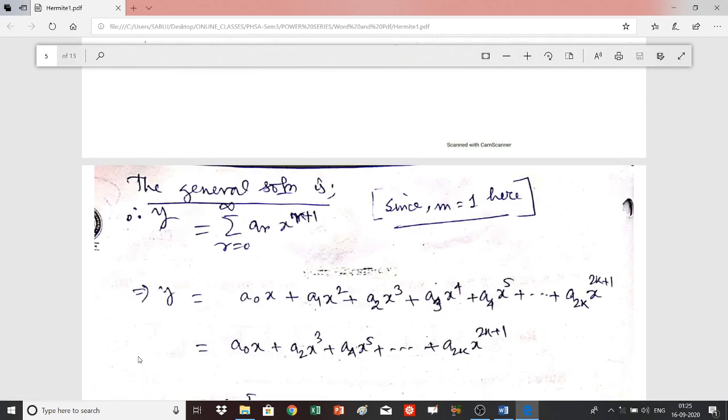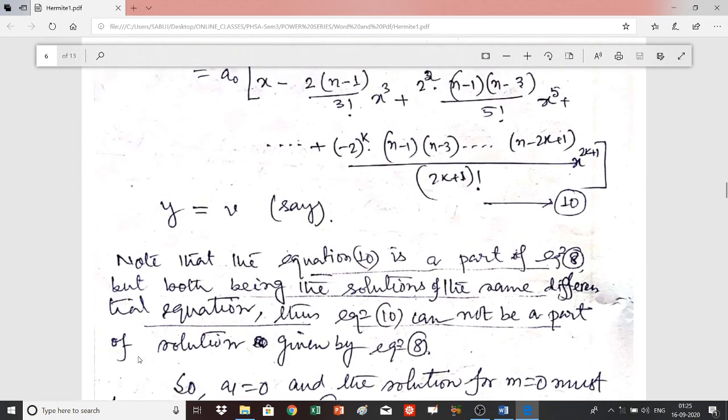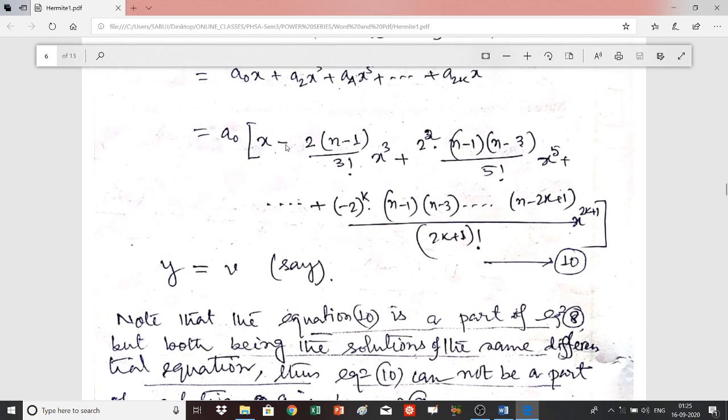Now just substitute these values, and you will have a0 into x minus 2 into n minus 1 by 3 factorial x cubed plus, you can write it as minus 2 whole square into n minus 1, or leave it as 2 squared, n minus 1, n minus 3 by 5 factorial x^5, plus the last term, minus 2 to the power k, n minus 1, n minus 3, and in this way n minus 2k plus 1 by 2k plus 1 factorial into x to the 2k plus 1. And we will denote it as v. Now y is equal to v.